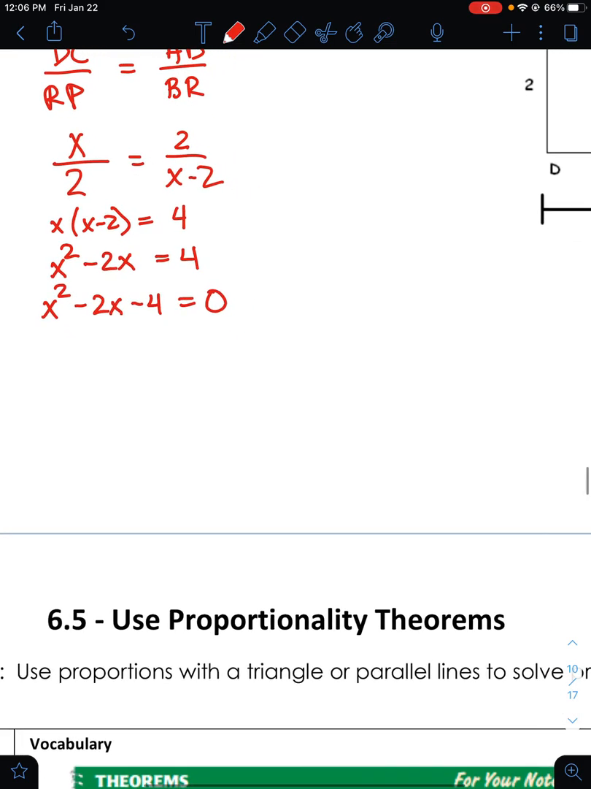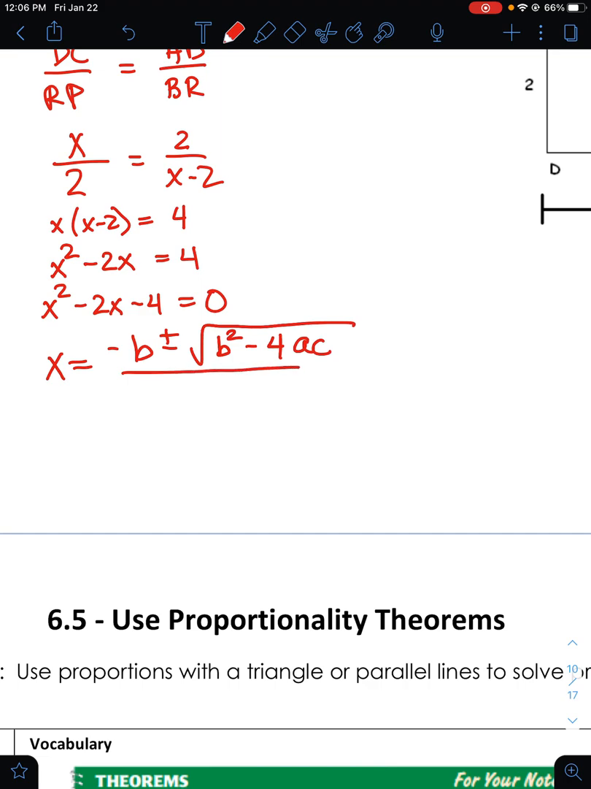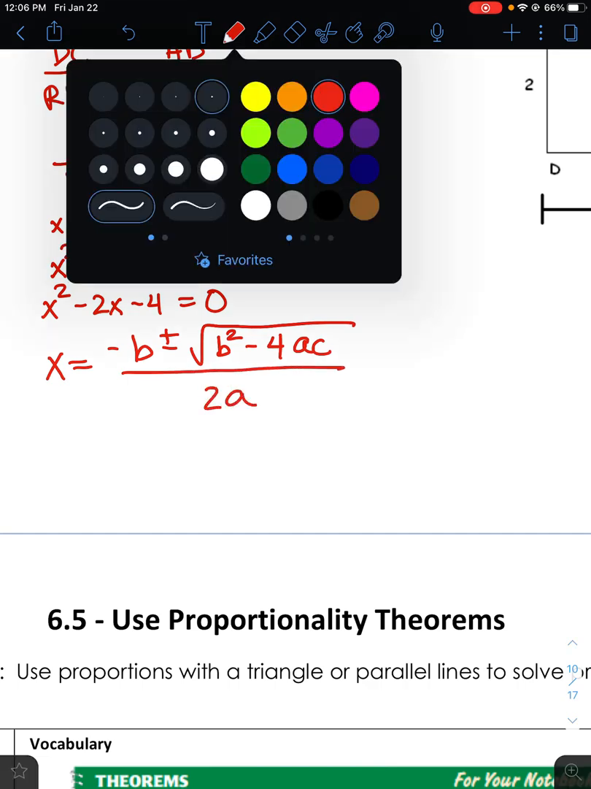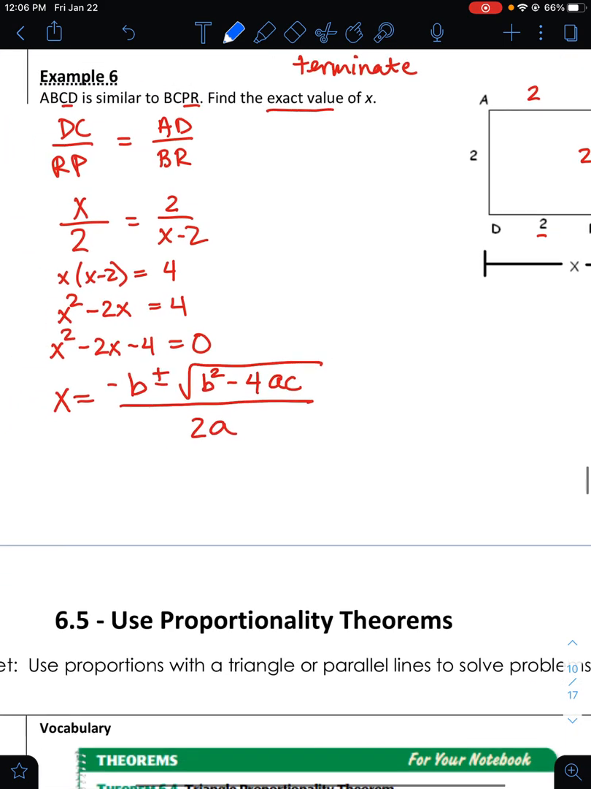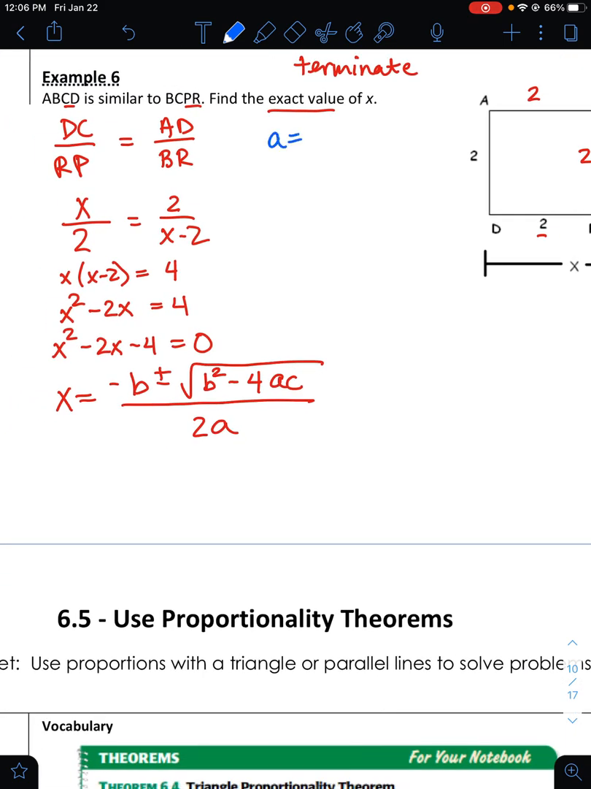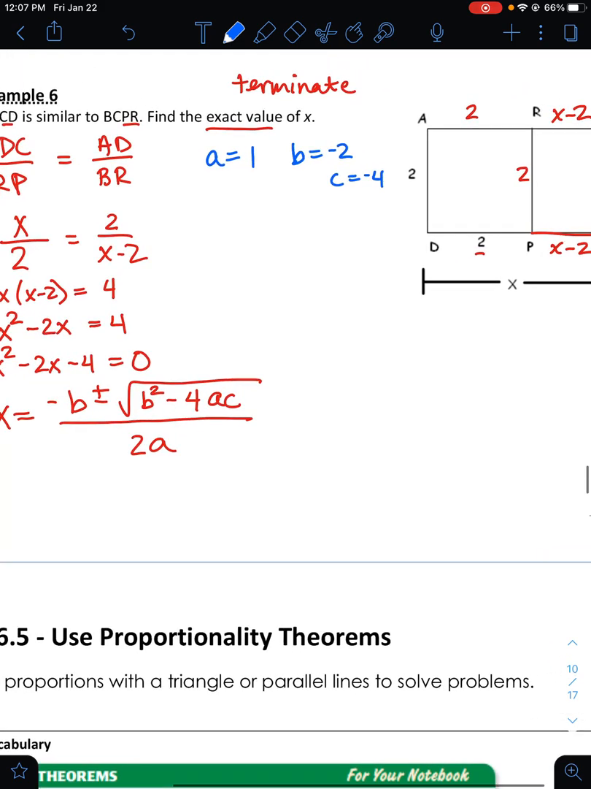So we haven't done that for a while. So quadratic formula, all right? We have the quadratic formula, first of all, you need to know it. -b plus or minus the square root of b squared minus 4ac over 2a. Okay, and I'm going to come up here to the top. So a in this trinomial is 1. B is -2, and C is -4.